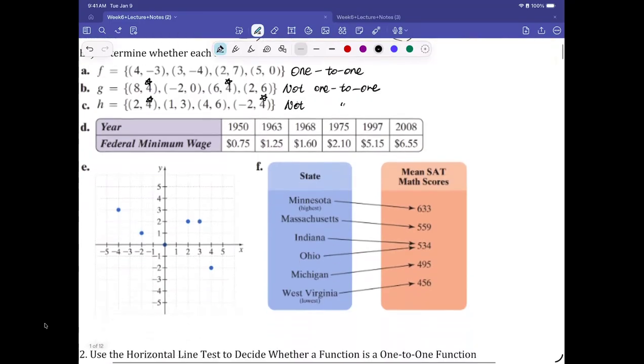What about letter D? It's not ordered pairs, but we can make ordered pairs, right? X is the number of years: 1950, 1963, 68, 75, 97, and 2008. And the y value is on the bottom, the federal minimum wage: 75 cents, $1.25, $1.60, $2.10, $5.15, $6.55. Is that 1-to-1 or not 1-to-1? Yes, 1-to-1.